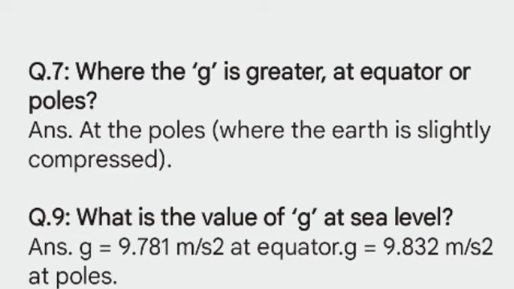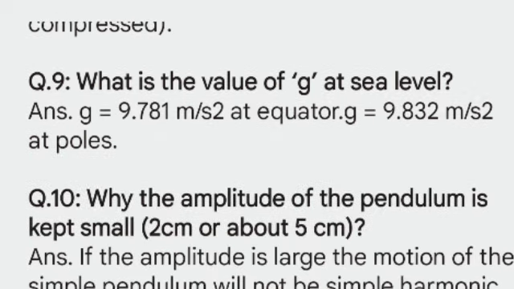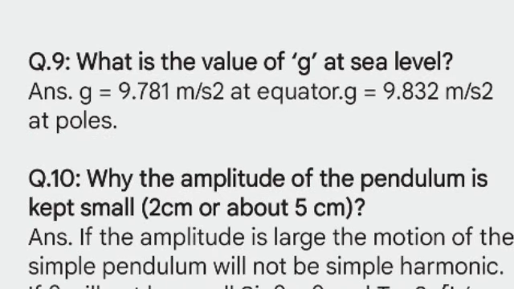Next question: where is g greater, at the equator or at the poles? Answer is at the equator. No, at the poles. Next question: what is the value of g at sea level? Answer: at sea level g is equal to 9.781 meters per second squared, but at the equator g is equal to 9.83 meters per second squared.